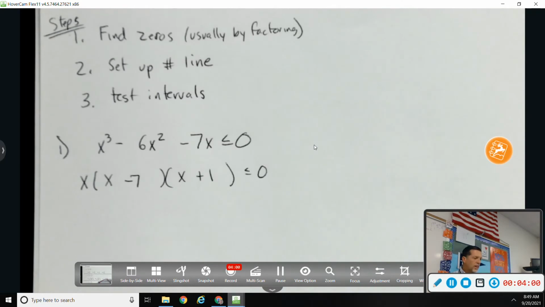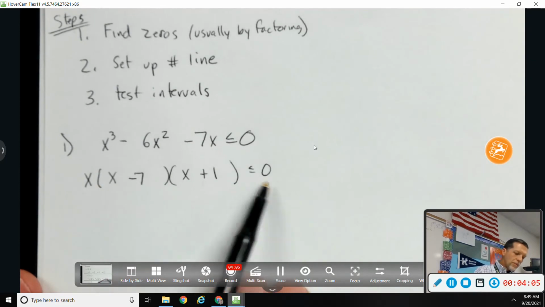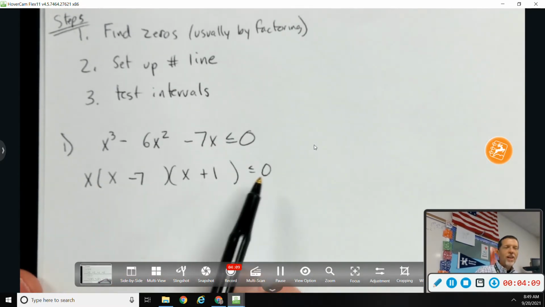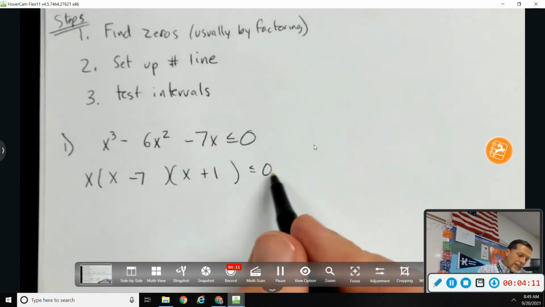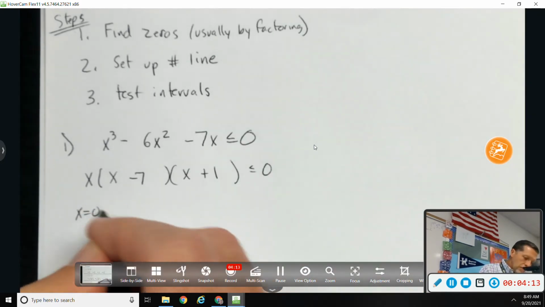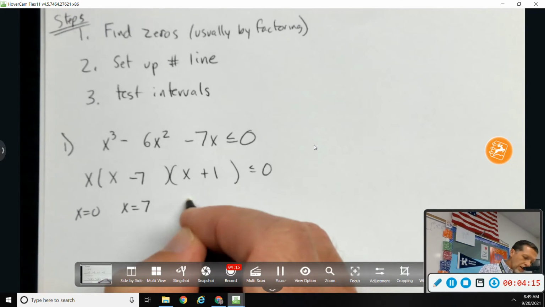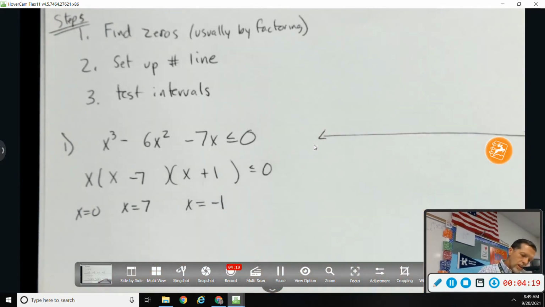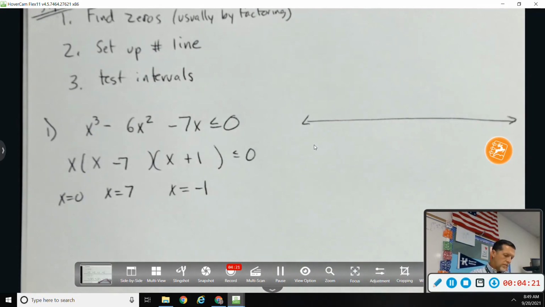Then we'll set each of those equal to 0. We can't just say x is less than or equal to 0, x minus 7 less than or equal to 0. That only works with equals, not inequalities. But there's something about x equals 0, x equals 7, and x equals negative 1. So we found the zeros.